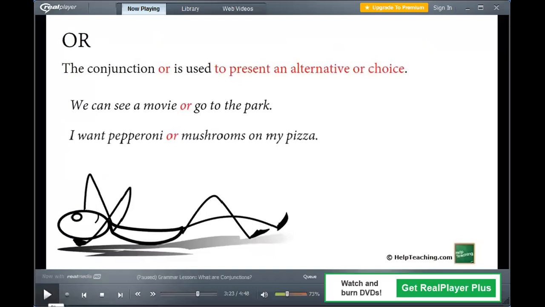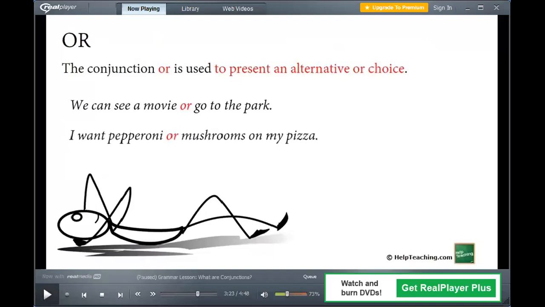Right. So the conjunction or is used to present an alternative or choice. You say, for example, we can see a movie or go to the park. So there are two things you can do. You can stay home and watch a movie, or you will prefer going to the park.